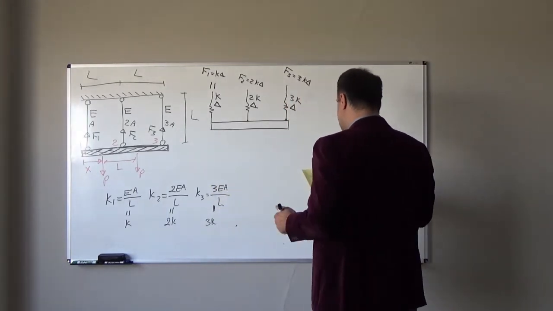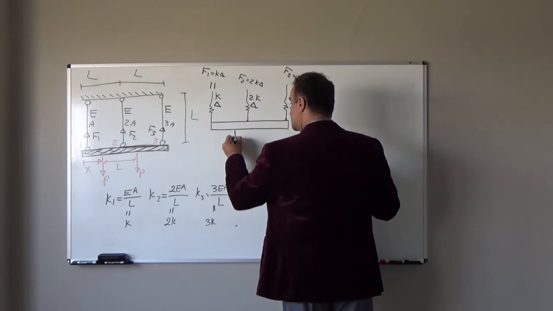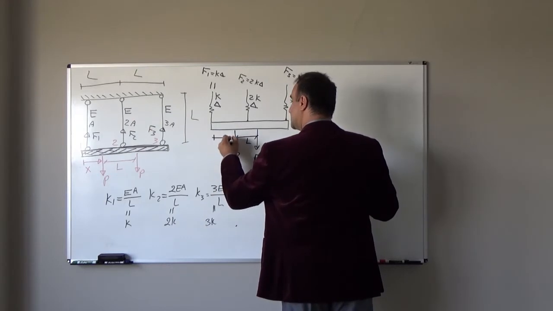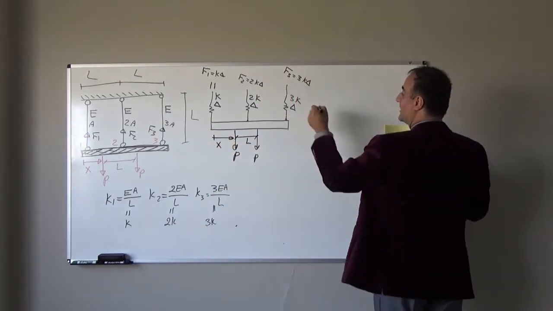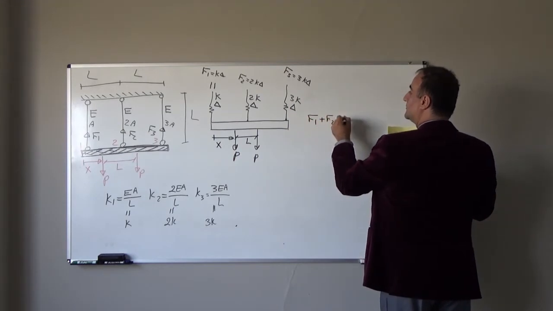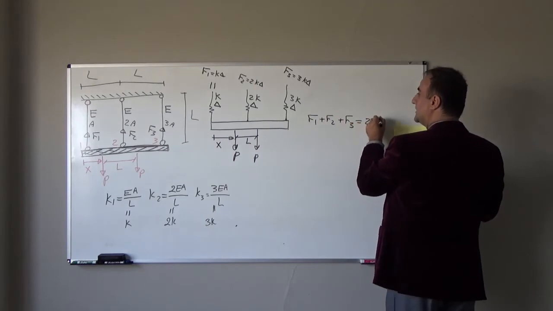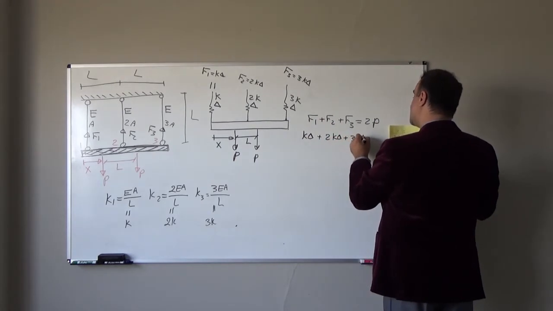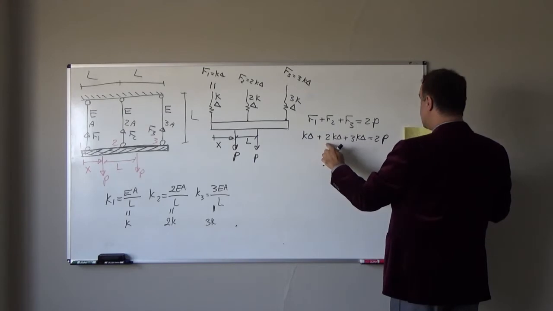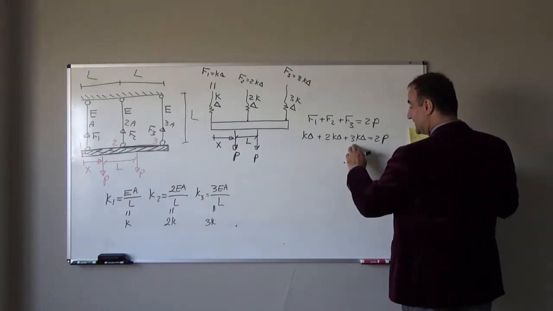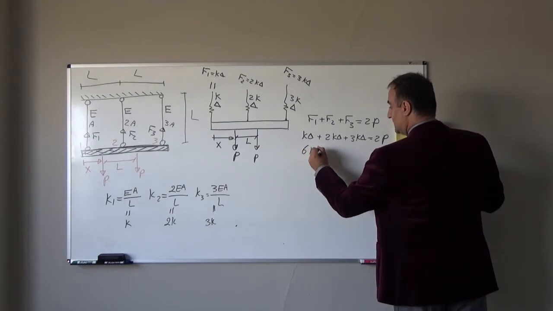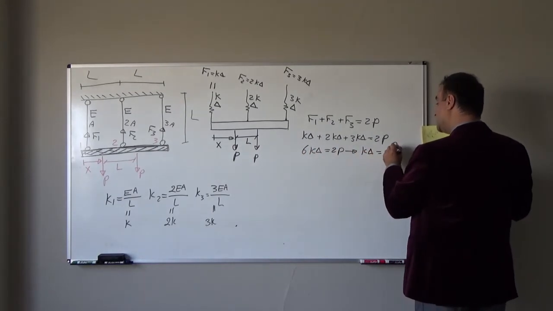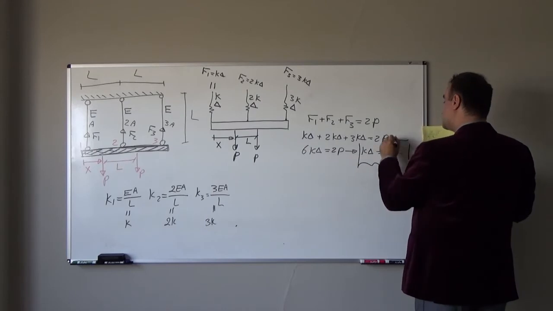From here, if I write summation of forces in vertical direction, because here we have external loads P and P, and this is L, and this X is unknown, we will have F1 plus F2 plus F3 is equal to 2P. That means K delta plus 2K delta plus 3K delta is equal to 2P. This will be 6K delta is equal to 2P. From here, K delta will be equal to P over 3. So K delta is equal to P over 3.